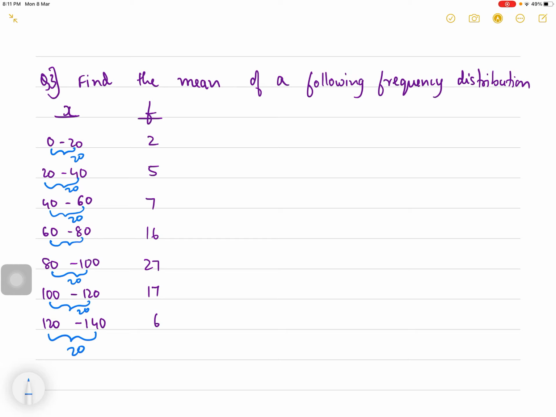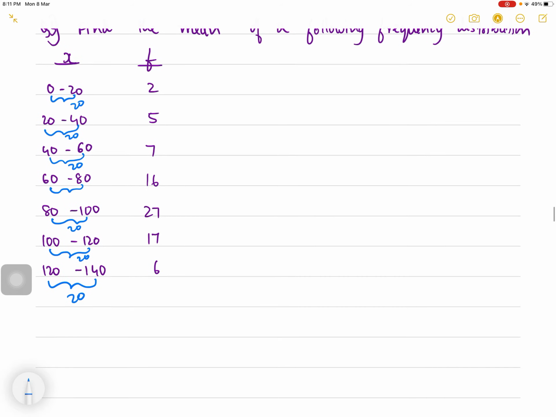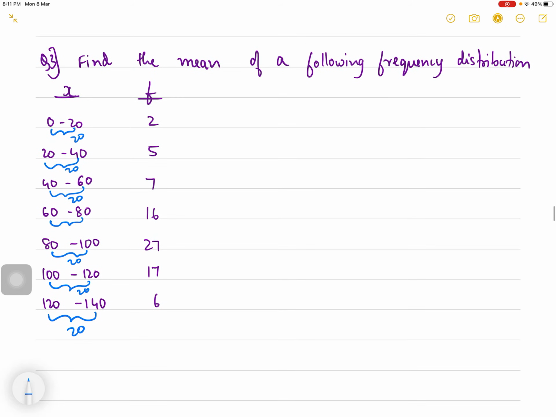Because in this sum we can use the step deviation method, let's solve this problem using the step deviation method. So X and F are already there. I'll not write them once again.